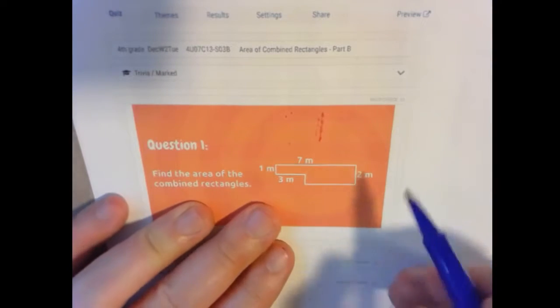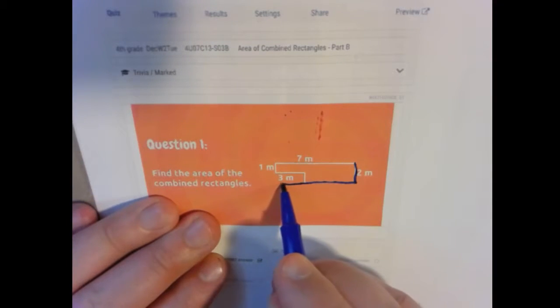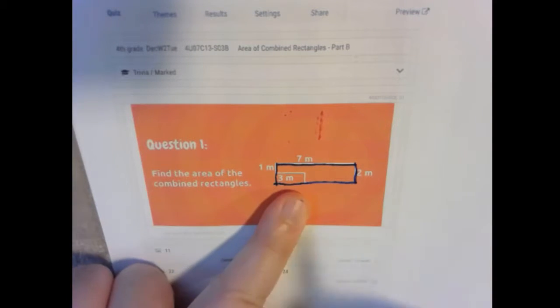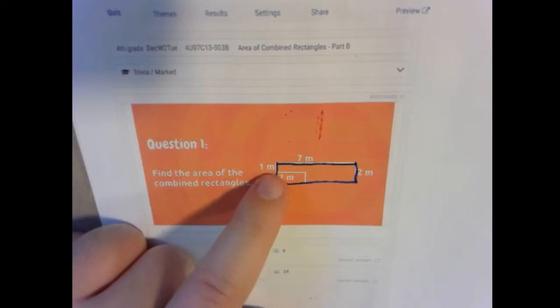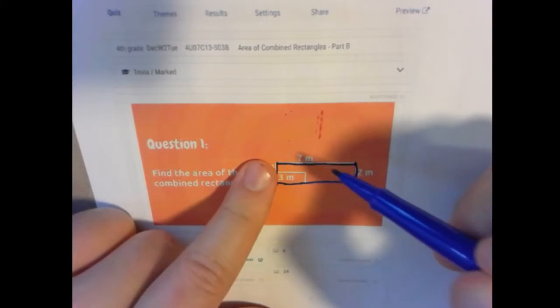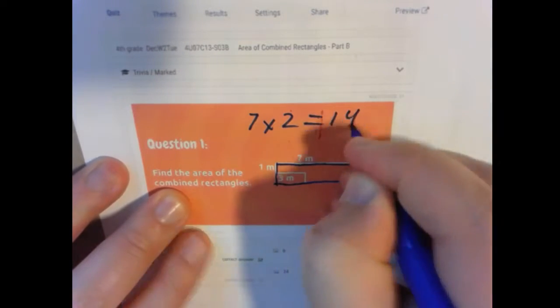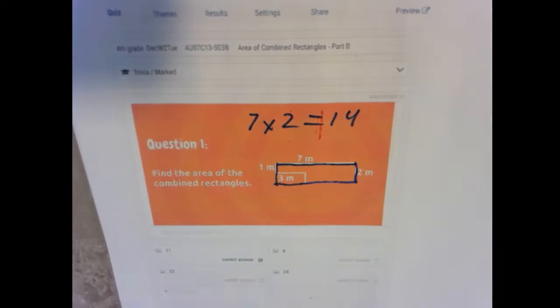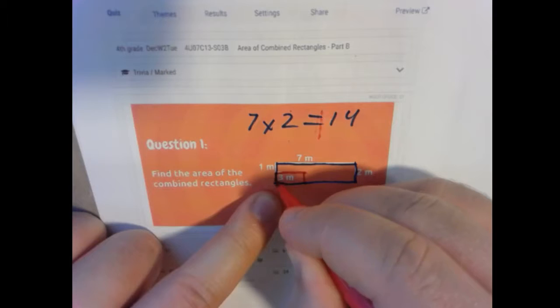Today we're going to try something a little bit different, where we take this entire big rectangle's dimensions as if it did not have a chunk bitten out, and then we're going to take away the chunk that was bitten away. So what is the overall dimensions of this big blue rectangle? That'd be 7 times 2 equals 14. Then we have to figure out the piece that was taken away. We're going to take that away from 14.